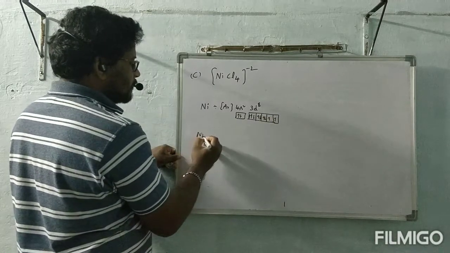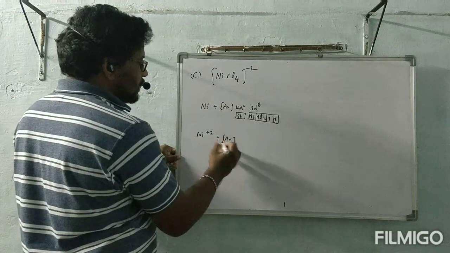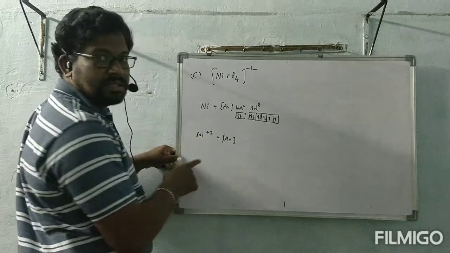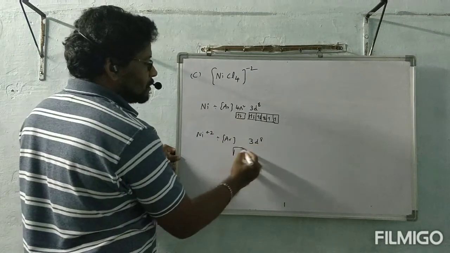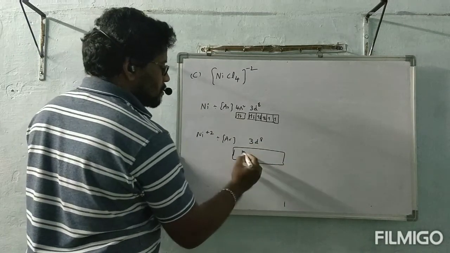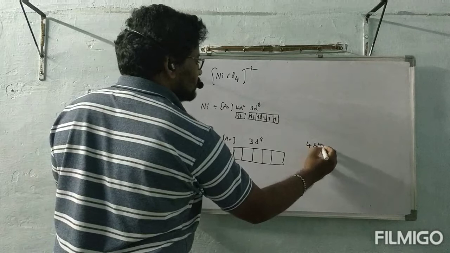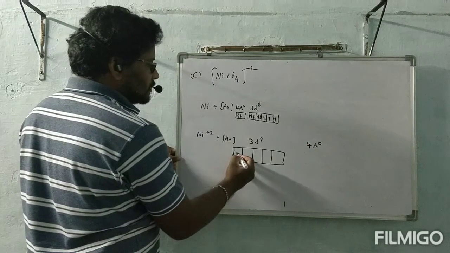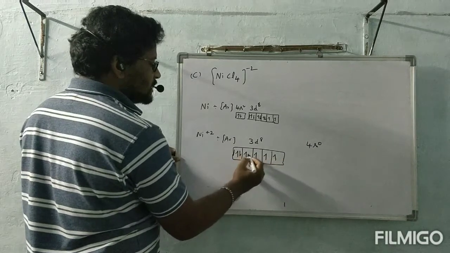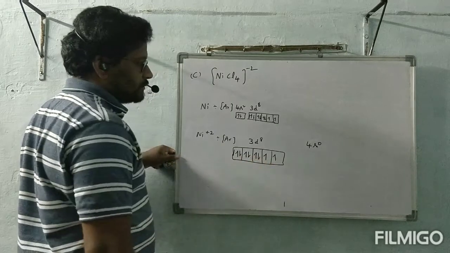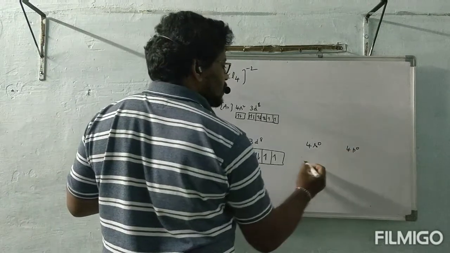Next, Ni plus 2 configuration. Argon. These 2 electrons must be removed. Those 2 electrons are removed from 4s only. Then this one will be 3d8, 1, 2, 3, 4, 5, 6, 7, 8, and 4s is 0, 4p0.